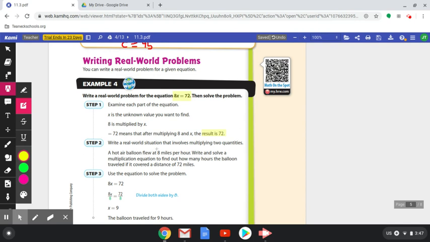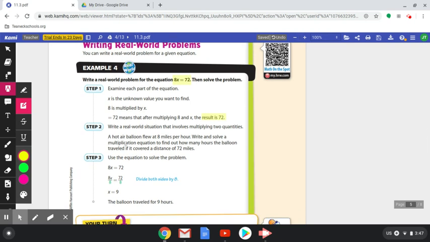So figure out a real-world situation where 2 quantities are being multiplied. Here, the book uses a hot air balloon flew at 8 miles per hour. Write and solve a multiplication equation to find out how many hours the balloon traveled if it covered a distance of 72 miles. 8 miles per hour. The hour is what we don't know. We don't know how many hours it traveled to get 72 miles. Well, here it is. 8x equals 72. 8 miles per hour, and the balloon eventually covered 72 miles. Divide both sides by 8 to get x alone. 72 divided by 8 is 9.